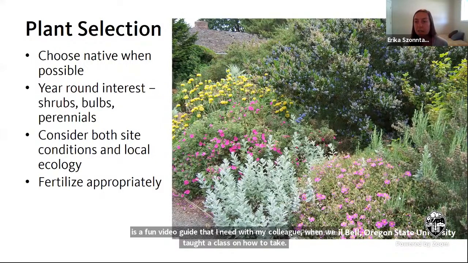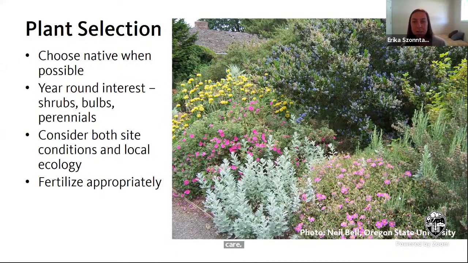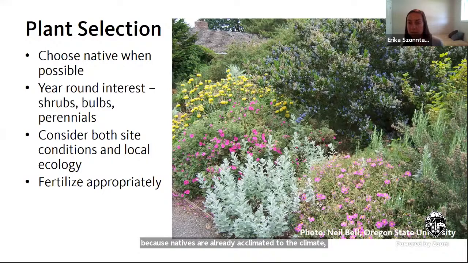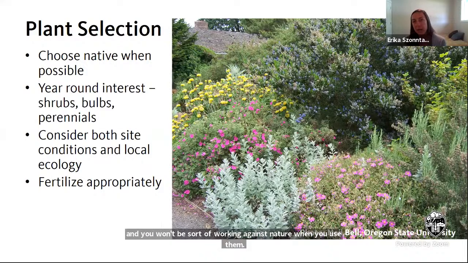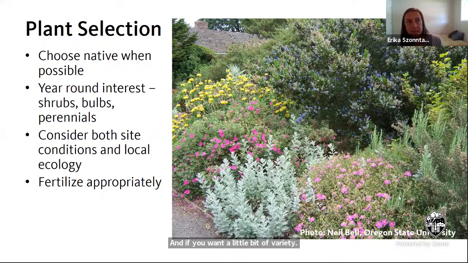So after you've taken a look at your soils, you'll want to get to plant selection. So with waterwise gardening, we always say choose native when possible, and that's because natives are already acclimated to the climate, to the precipitation patterns of your region. And so it'll be really easy to work with them. And you won't be sort of working against nature when you use them. And if you want a little bit of variety, maybe something a little different, at least try to choose plants that are adapted to your local climate.